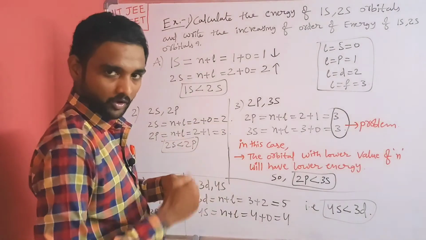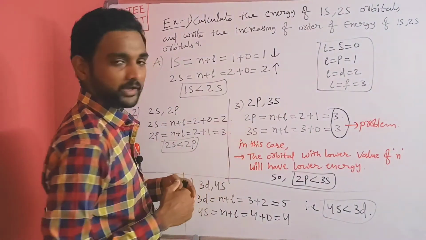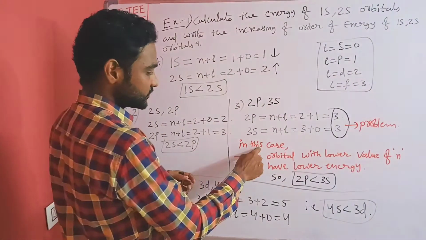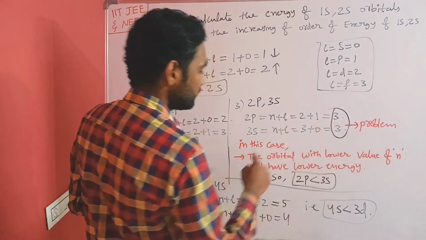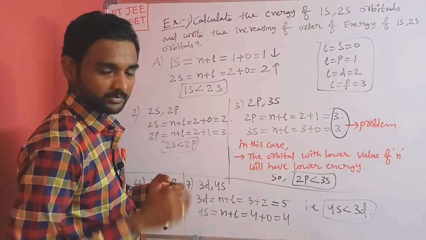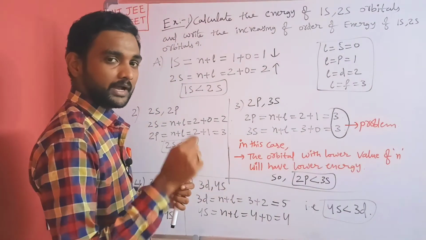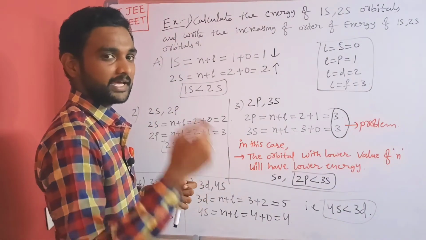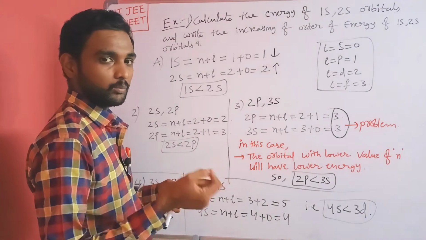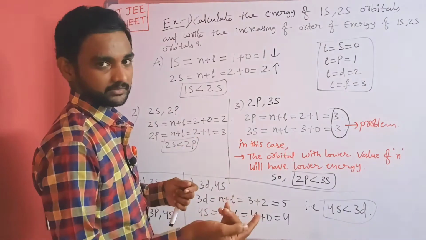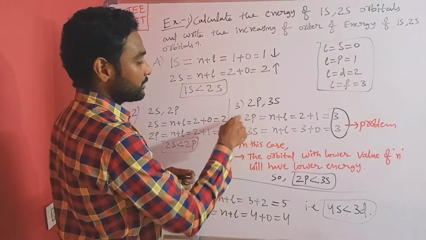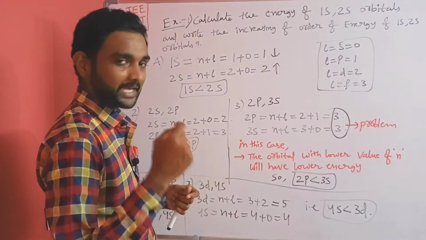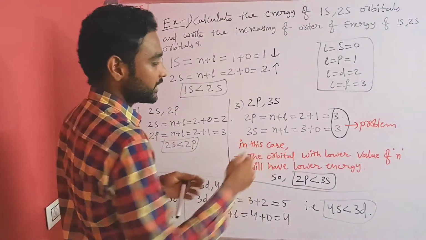To rectify this problem, one rule can be helpful. That rule is this one. In this case, the orbital with lower value of n will have lower energy. It means simply, the orbital which has less n value has less energy, and the orbital which has more n value has more energy. In which case? If both orbitals have the same n plus l value, then only this rule is applicable.